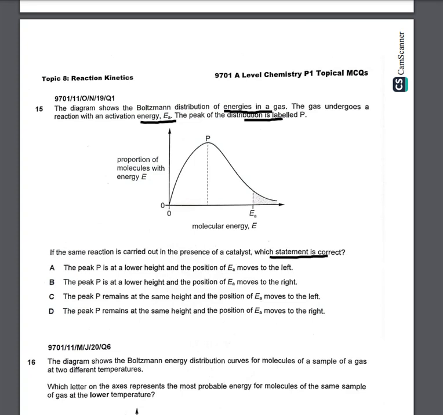Again, I'm stating once again, catalyst has nothing to do with the change in number of molecules possessing a particular amount of energy. The peak P must remain at the same height, while the catalyst lowers the activation energy, so the position of EA should move to the left. So C is your right answer.